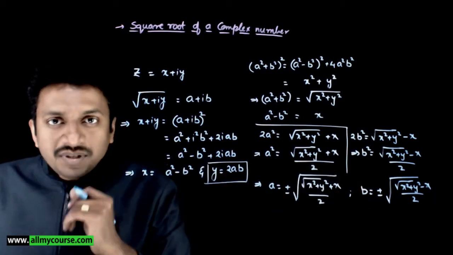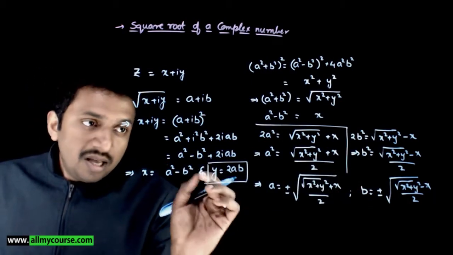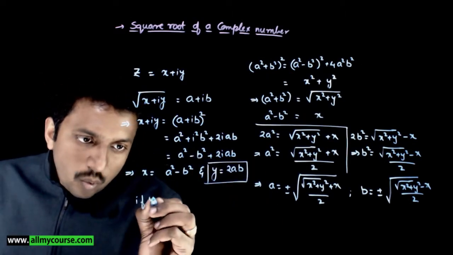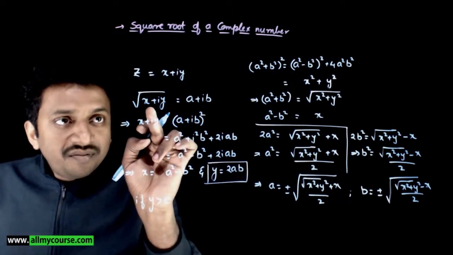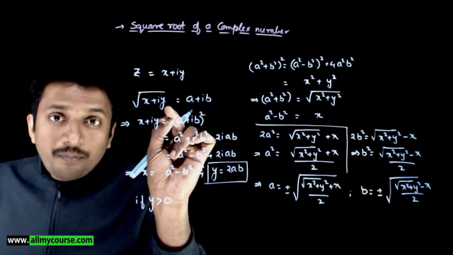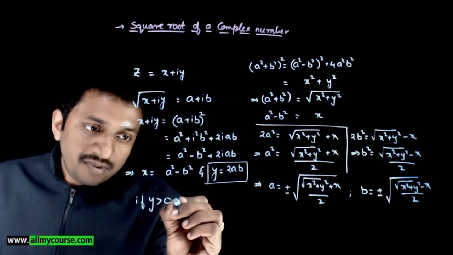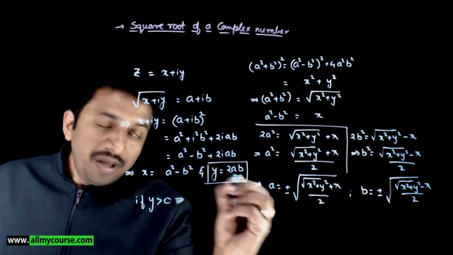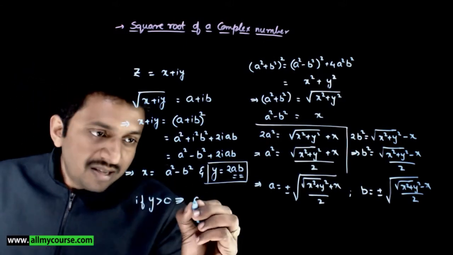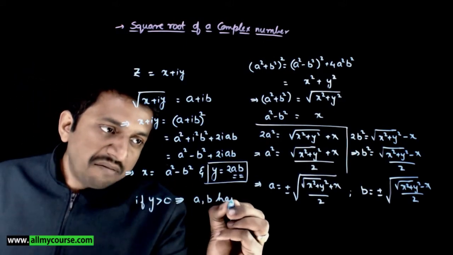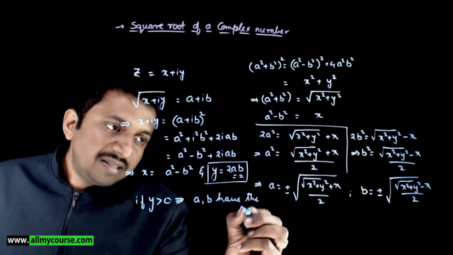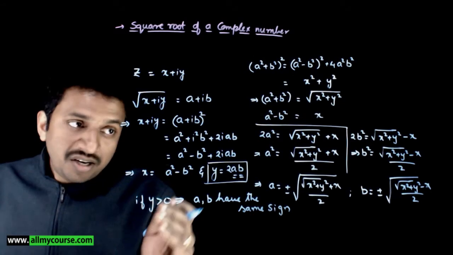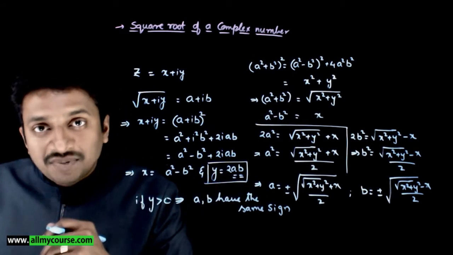So once you get these numbers, you have to go to this. Now y is equal to 2 times a into b. So if y is positive, that is, if the given complex number has a positive imaginary part, this implies a into b has to be positive. That means a, b have the same sign. So if y is positive, then a and b should have the same sign.